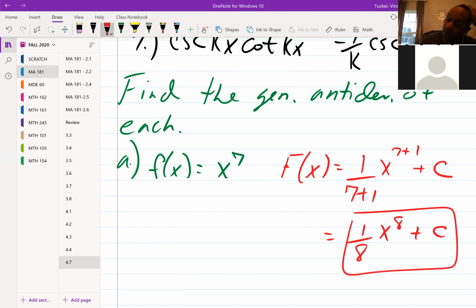General antiderivative, excuse me. So if I were to take the derivative of this, then I'll be bringing the 8 down. 8 over 8 will cancel out to give me 1. And then subtract 1 from that 8 from my exponent. It will give me x to the 7th. And then if this is a constant, the derivative of any constant goes to 0. So I'll be left with just the x to the 7th power.